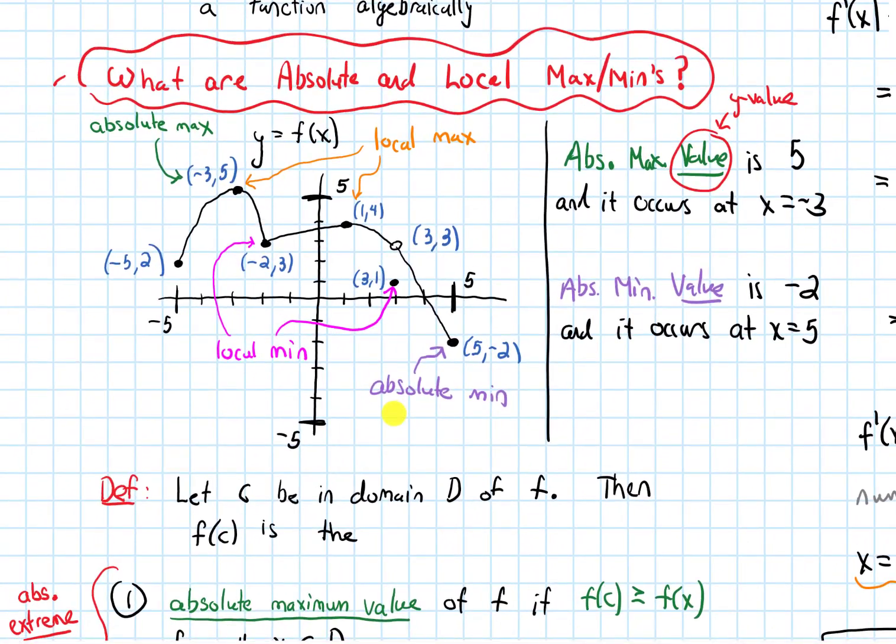So let's think about the places where our local maxes and local mins occurred. Well, at this point, (-3, 5), our derivative was 0. This tangent line seems to be horizontal. At (-2, 3), I seem to have a sharp corner, so my derivative is undefined. At (1, 4), our derivative is 0. And then the last local min, (3, 1), our derivative is undefined because our function is not even continuous there.